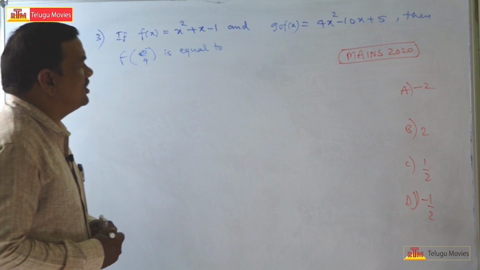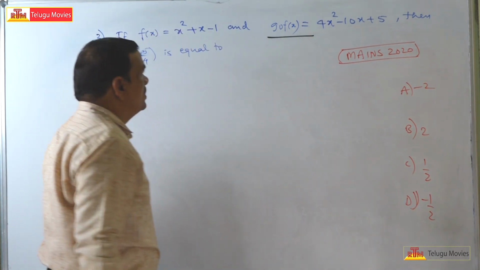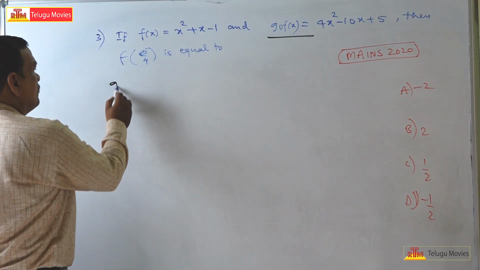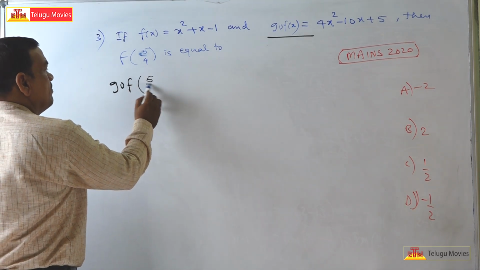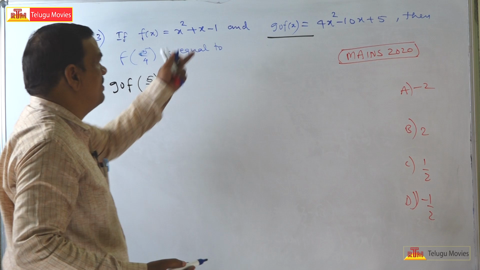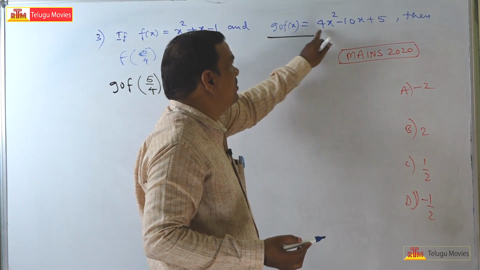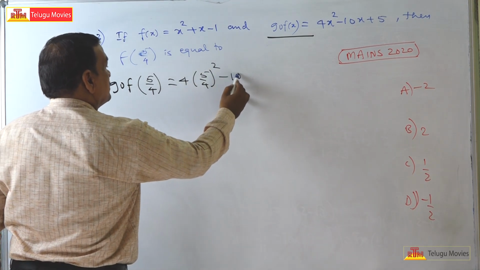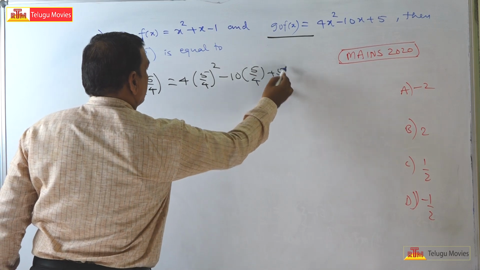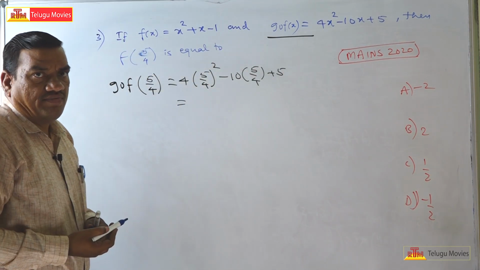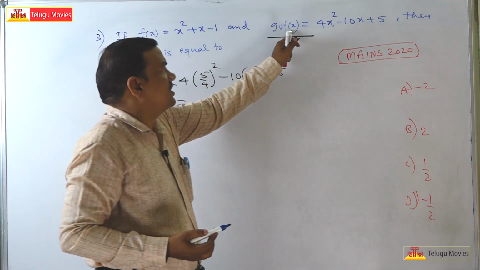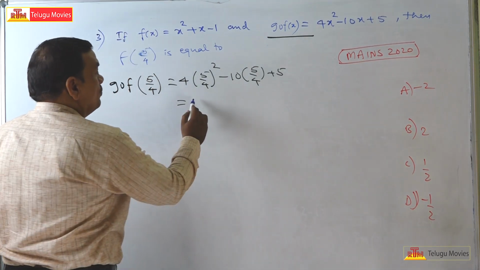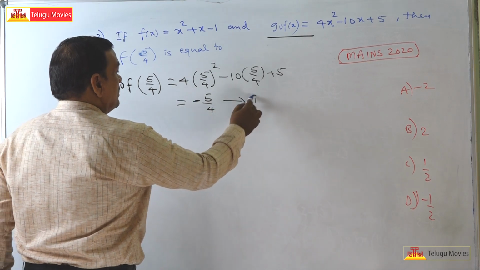The first thing is, let us start this problem with this. g circle f of x is equal to 4x square minus 10x plus 5. Now, I am going to find out g circle f of pi by 4, the image. So, what is that? 4 times pi by 4 whole square minus 10 times pi by 4 plus 5. So, that means, by the definition of the function, the image of pi by 4 is this, since g circle f of x is equal to 4x square minus 10x plus 5 is given. So, if you calculate this value, we will get minus 5 by 4. So, call it as 1.